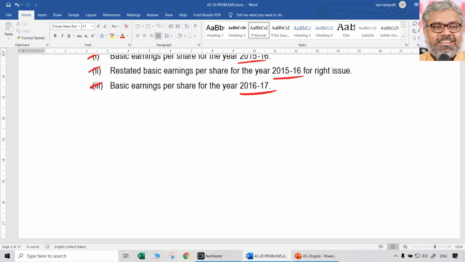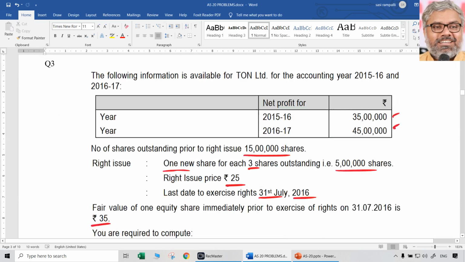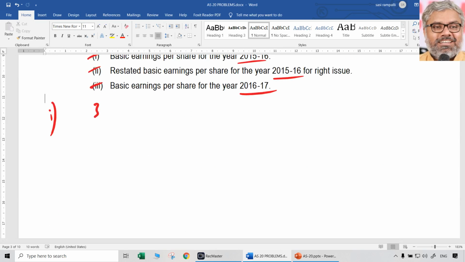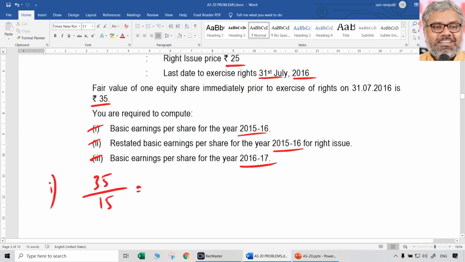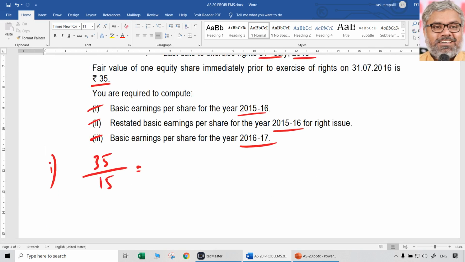So the first question answer we can get by taking profit divided by number of shares. For 15-16, how much was the net profit? 35 lakhs divided by, formula I have to write, of course, I don't have to tell that every time. 35 lakhs divided by 15 lakhs. That will be how much? Last year's basic EPS would be 2.33 per share. That is the answer for the first question, straightforward.